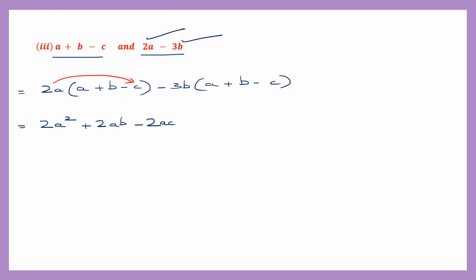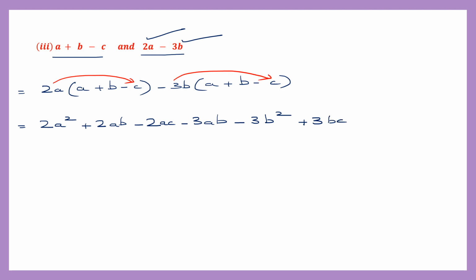Now let's go to the next part. Minus 3b into a. So the sign here will be minus. The number is 3. b into a is ba, or you can write ab. So this part is over. Now we multiply minus 3 into b. The sign is minus. The number is 3. b into b is b square. Now that we have finished this, we have to multiply minus 3b into minus c. The sign is minus into minus, plus. The number is 3. b into c is bc or cb. So we'll leave it as bc.